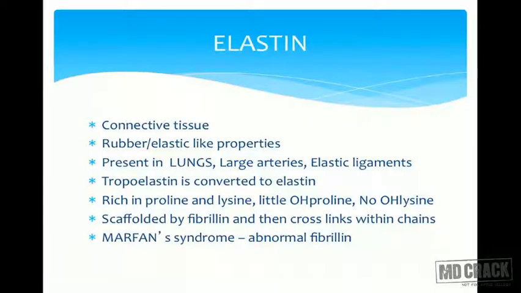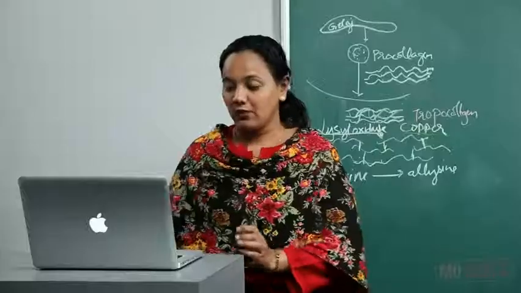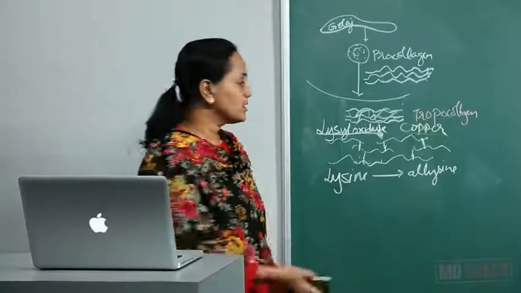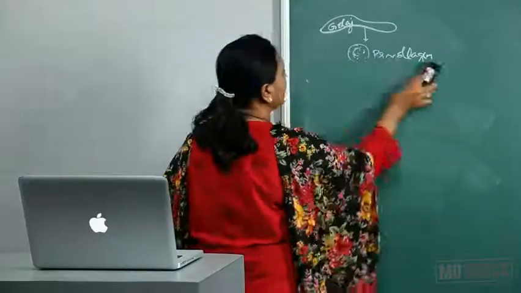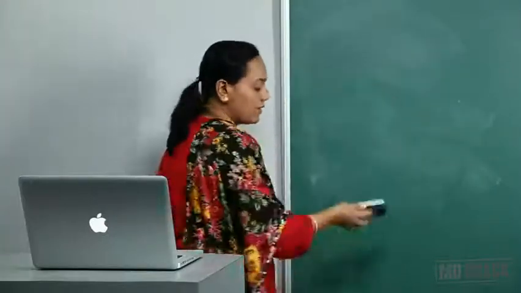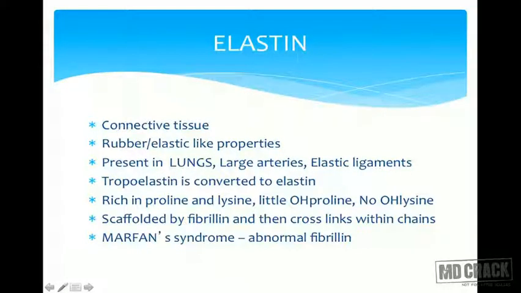Now we go ahead to one more connective tissue, and that is elastin. What is elastin, and what is the structure-function relationship of this protein? I want to tell you that elastin is not as complicated as collagen. Elastin is a connective tissue. It has rubber or elastic-like properties, and that is why the name elastin.